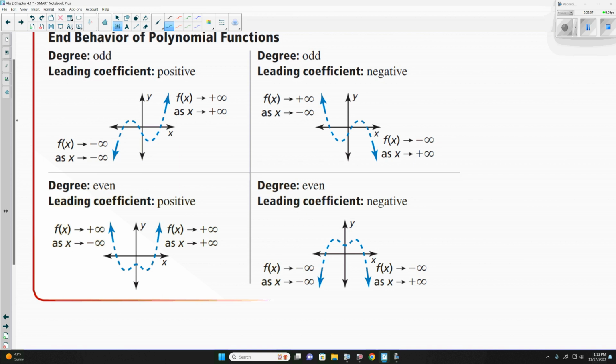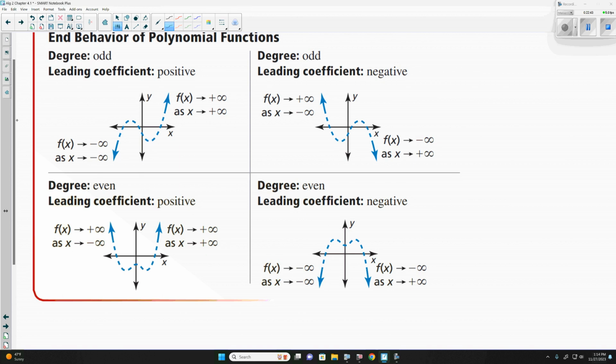And the other part is the leading coefficient. The leading coefficient is either going to be positive or the leading coefficient is going to be negative. We only have 2 options. It's either going to be positive or it's going to be negative. And that's true if the degree is odd as well. It's only going to behave in one of these 4 ways.